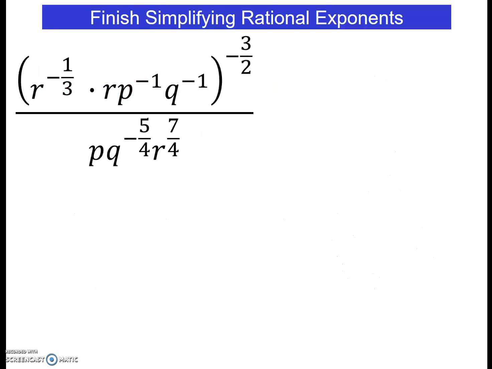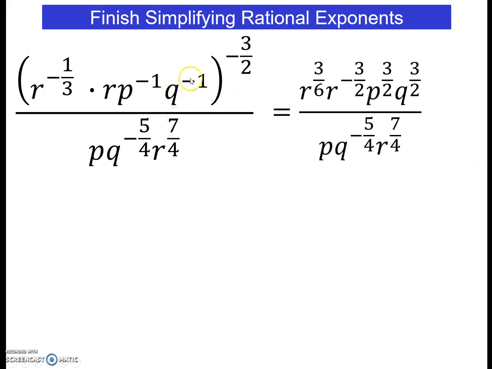All right, last one we want to do is this one. Again, don't be intimidated by its size. It's just this exact same process. So what I'm going to do is distribute through with the -3/2. You could have combined these two r's together as well if you wanted to first, and then distribute through with the -3/2. So I'm just going to multiply all of those exponents. And so when I do, -3/2 times -1/3 is 3/6. And then I got -3/2, +3/2, +3/2.